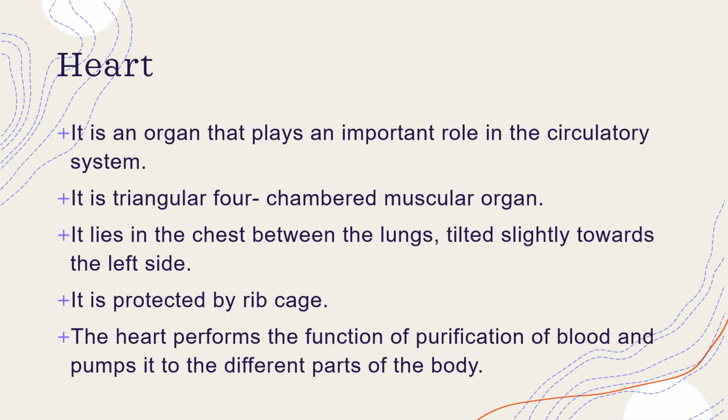What we have studied so far is just in word form. The heart is an organ that plays an important role in the circulatory system. It is a triangular, four-chambered muscular organ. You will understand this when we see the diagram. Just as we have four rooms in a particular house, here it is four-chambered. It lies in the chest between the lungs, tilted slightly towards the left side. It is protected by the rib cage.